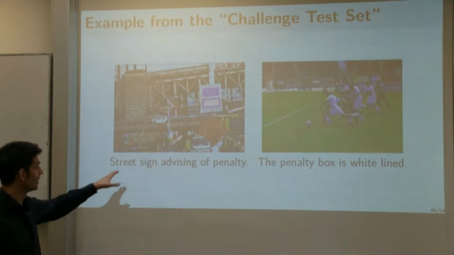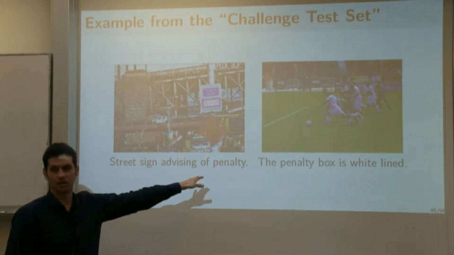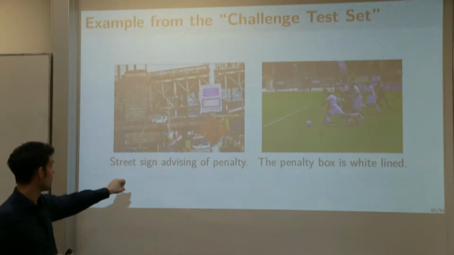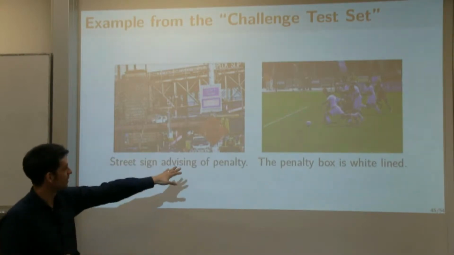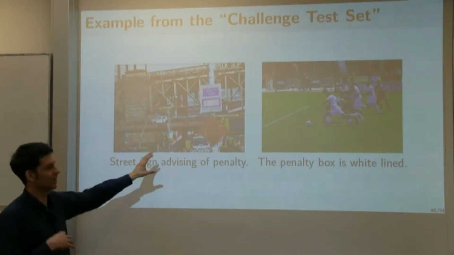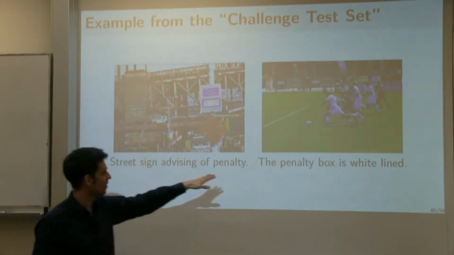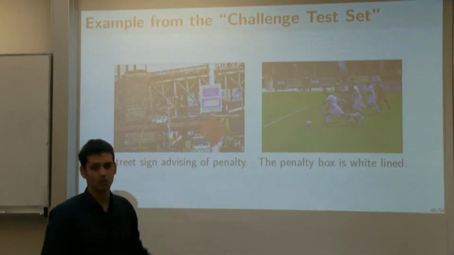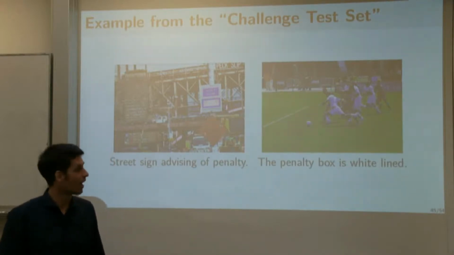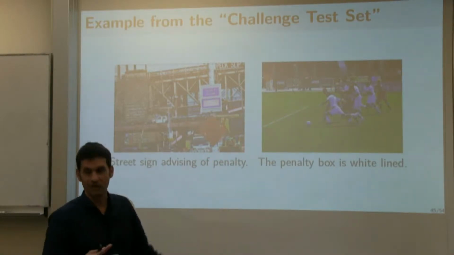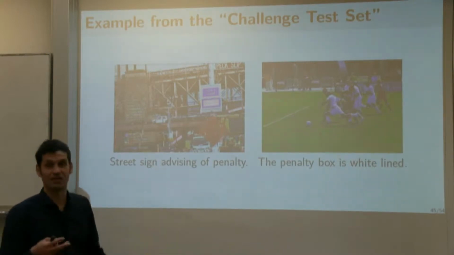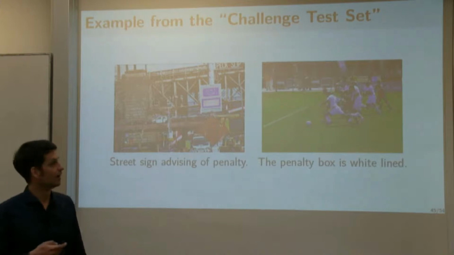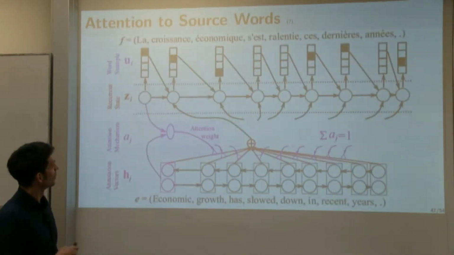But the problem is that the words around in the input sentences are already sufficiently informative. If you have a street sign advising of penalty, it would not be in a soccer game. And if you have a penalty box and the white lining around it, that again will indicate that very likely this is related to a soccer game and not to paying a fine. So the surrounding words can be very informative.